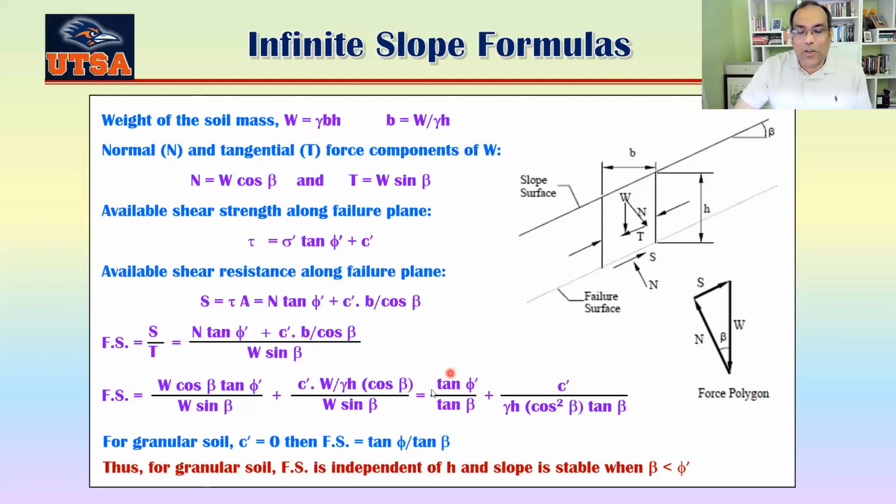And then what else can you see here? Your factor of safety would be 1 when phi is equal to beta. If your factor of safety is less than 1, this means your phi prime is less than your beta. So as long as your phi prime is equal to or higher than beta, you can say that this slope is stable, okay?